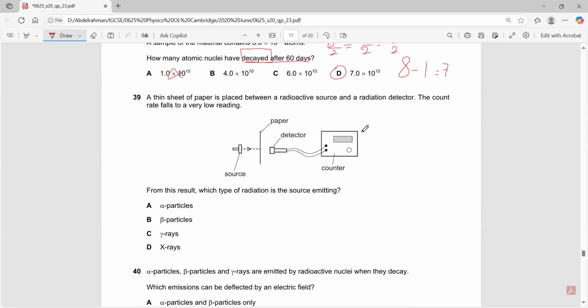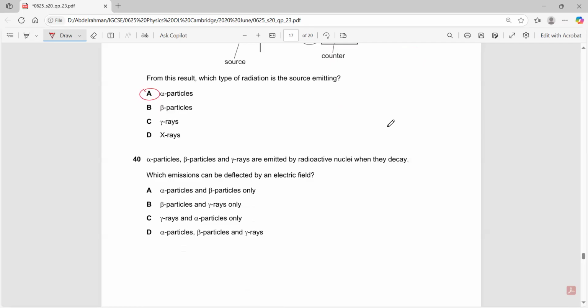A thin sheet of paper is placed between a radioactive source and a radiation detector. The count rate falls to a very low reading due to this thin sheet of paper. From this result, what type of radiation? Alpha particles. Alpha, beta, and gamma rays are emitted, which emissions can be deflected by an electric field? Only alpha and beta particles.